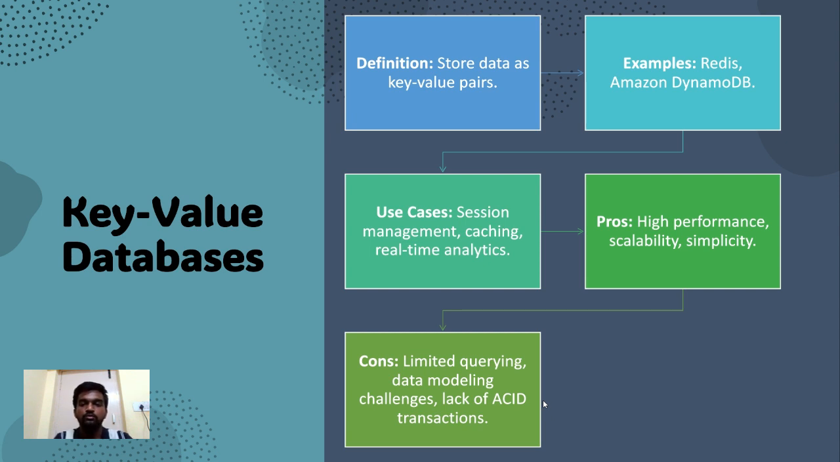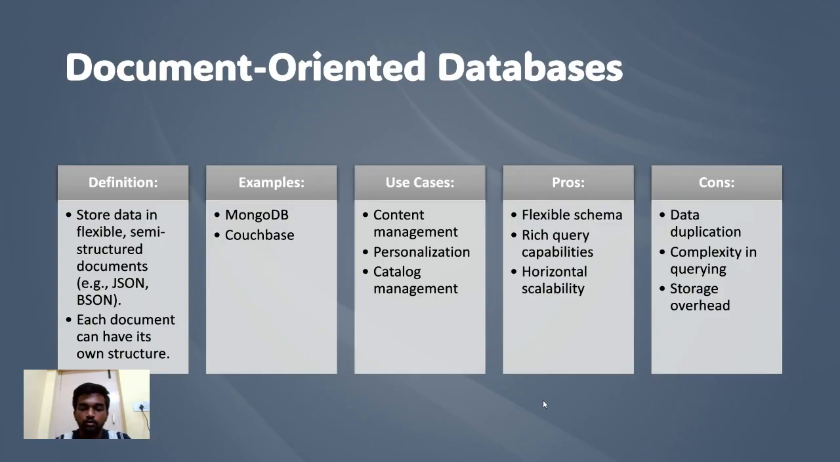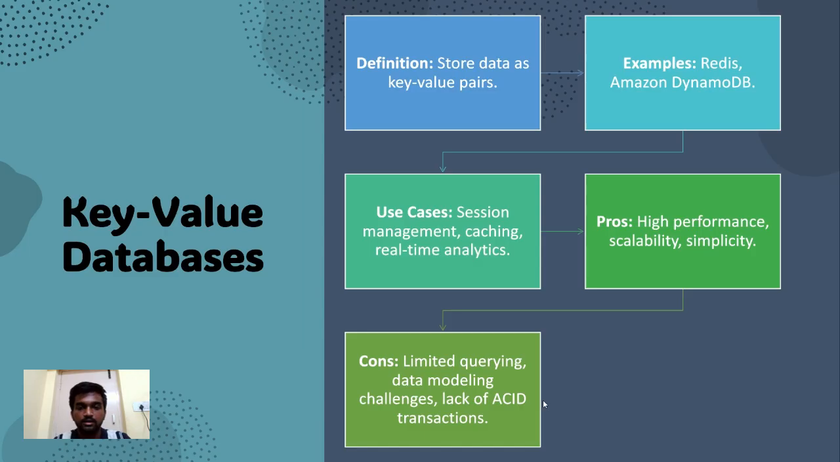What are the pros of this key value database? So the pro is it is high performance. Key value databases are optimized for fast read and write operations, making them suitable for high throughput applications. It is highly scalable and it is very simple. And fetching the data using the keys takes very less time. But compared to others, it is slow. But they have to remember the key rather than remembering other complete formats to get the data.